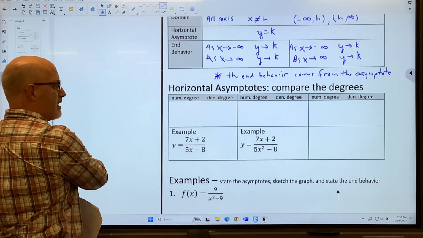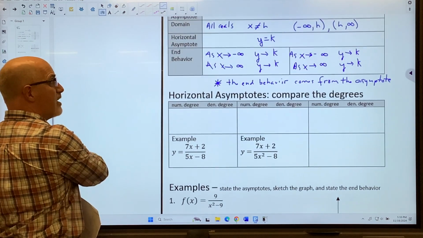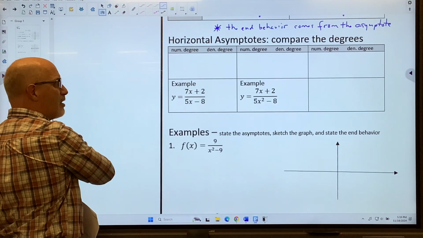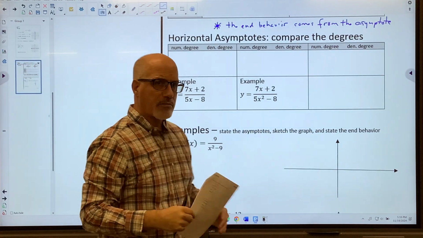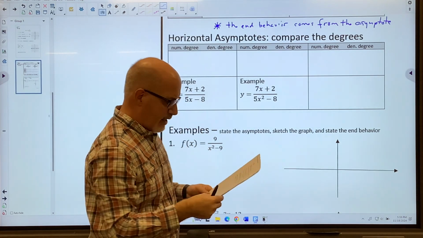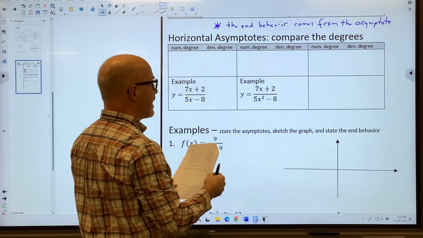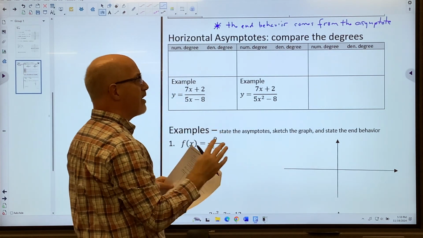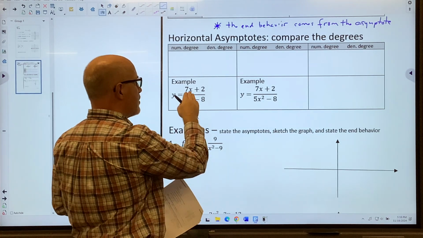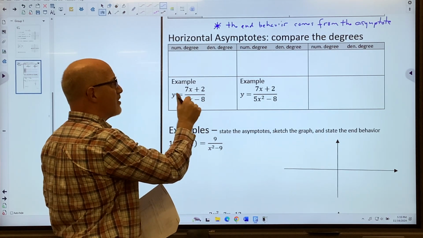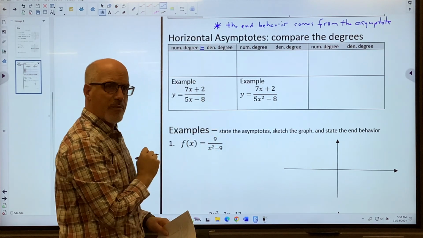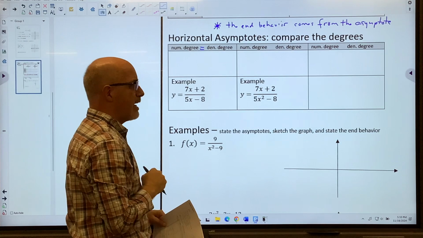All right, let's talk about these asymptotes a little more closely. So we're going to talk about this horizontal asymptote. We need a little more information about how to figure out what this horizontal asymptote is. And so we're going to set up another chart here. And the idea is you've got to compare the degrees of the numerator and denominator. So notice here you have the degree that matches. So this is the case where the numerator degree equals the denominator degree. So put that equal sign in.